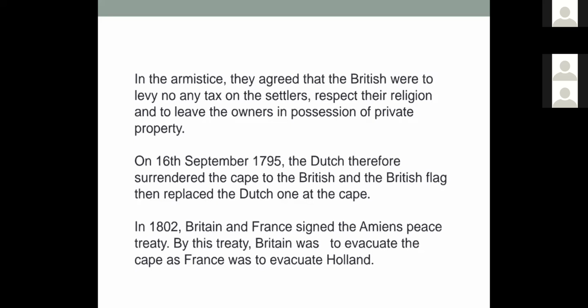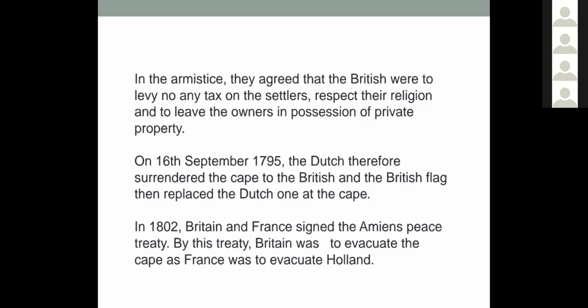I can see somebody putting up the hand. You people, ask the question before I continue. Yes, teacher, I was asking: when the British had evacuated the Cape, did they leave it under the rule of the Dutch, or were they all in the same group? You are reading my mind. Lower the hand.